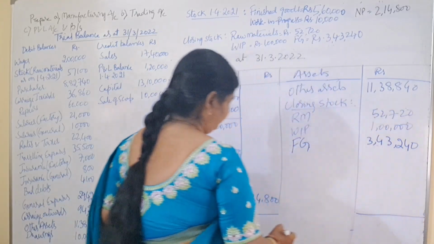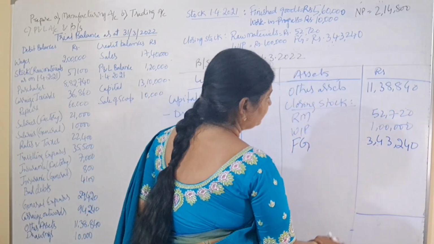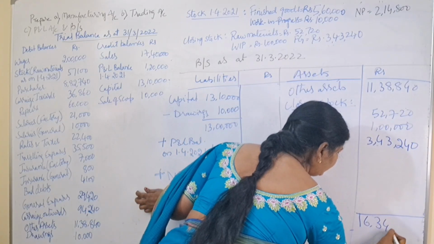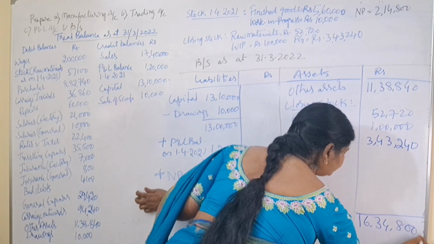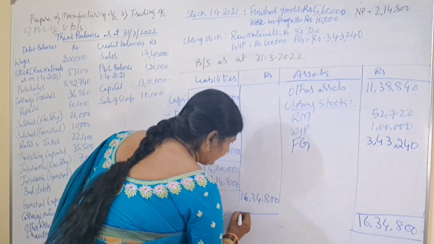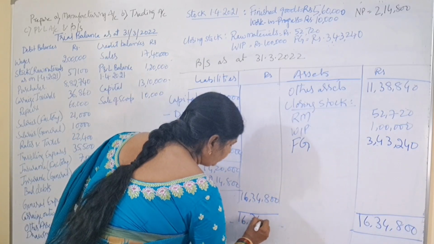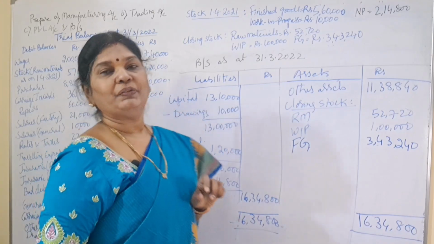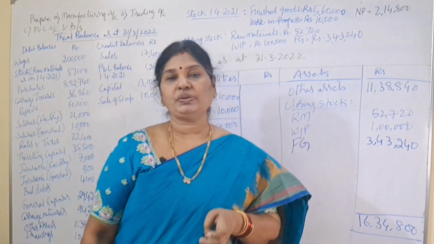So now if you add asset side total, we will get 16,34,800. And on the liability side also it is 16,34,800. So we have completed our balance sheet also.